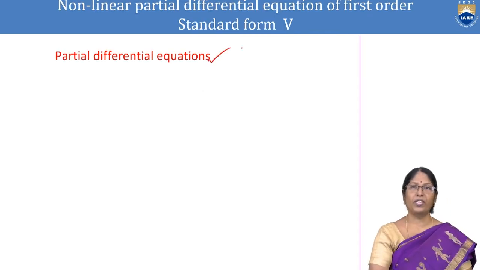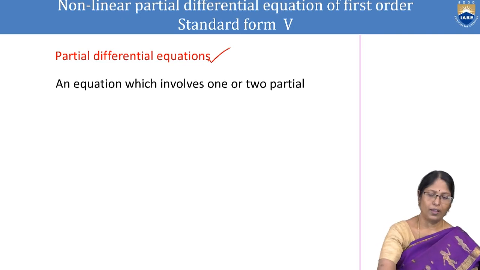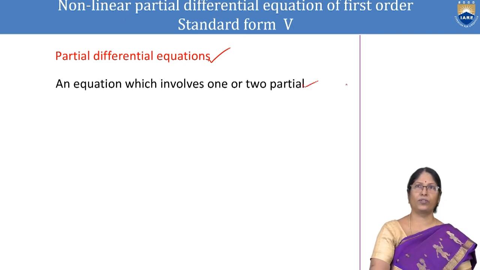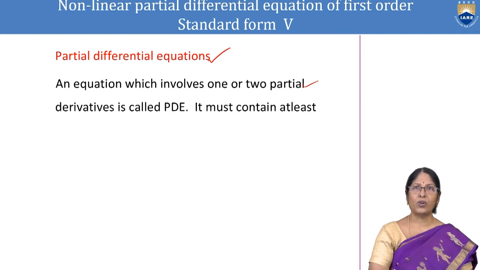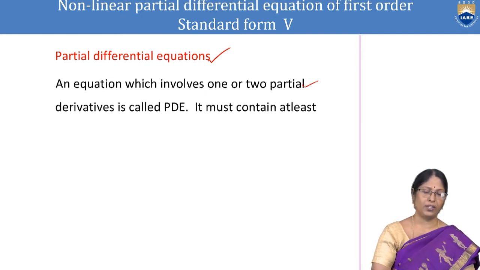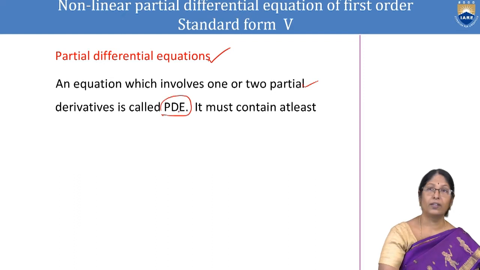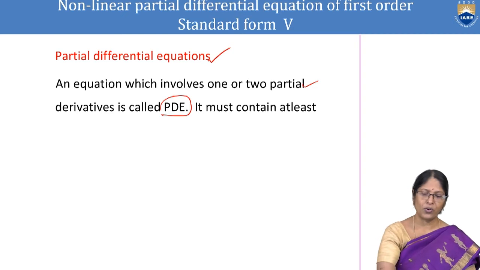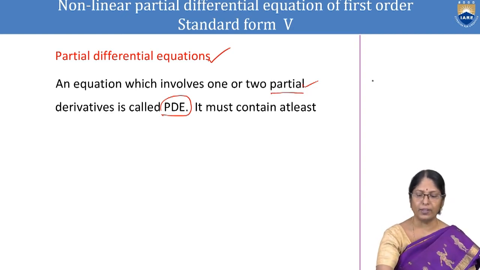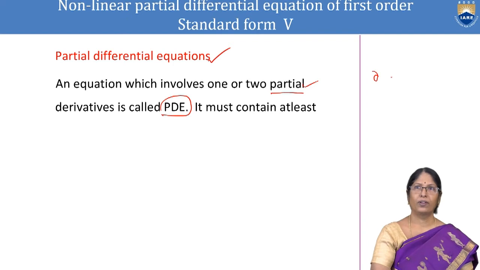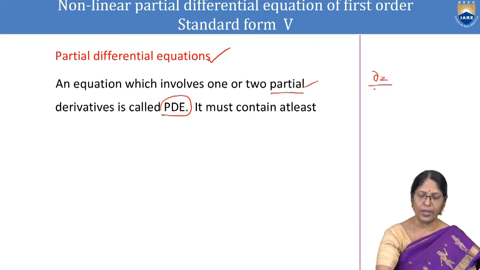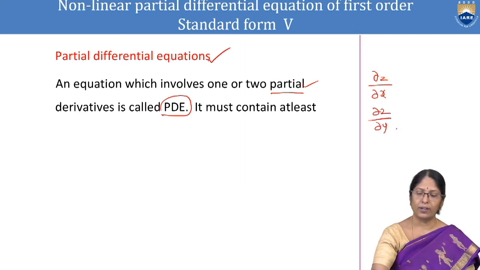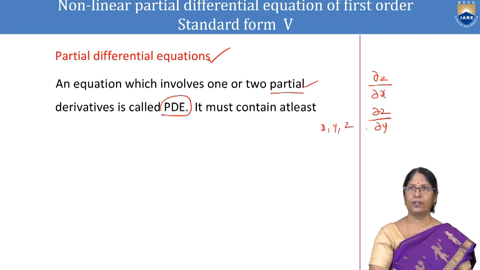Partial differential equations. An equation which involves one or more partial derivatives is called a PDE. The expansion is partial differential equations. Mathematically the symbol is dou: dou z by dou x, dou z by dou y. Here the variables are x, y and z.